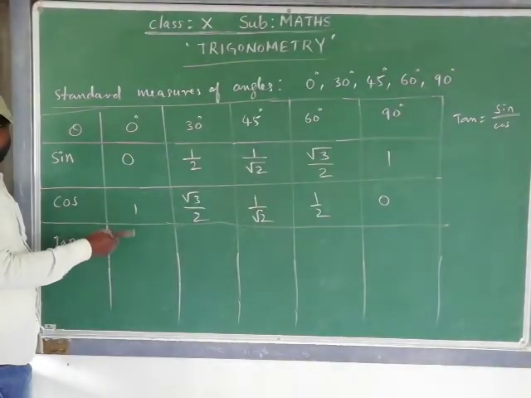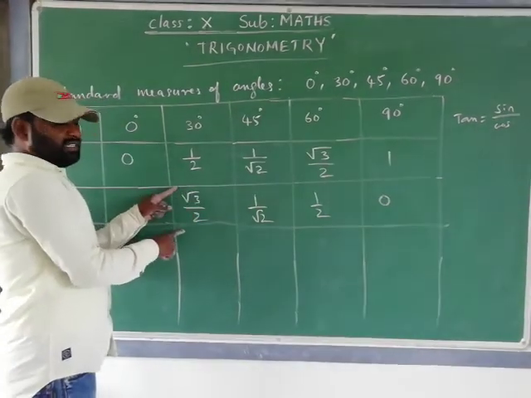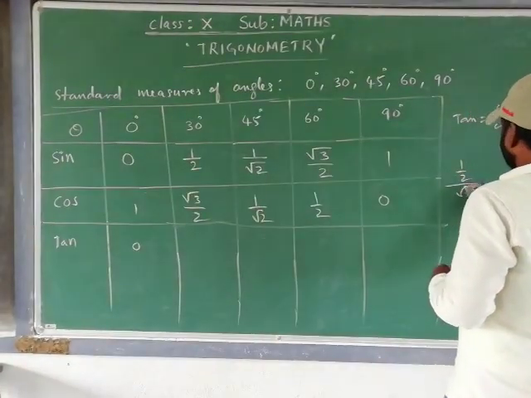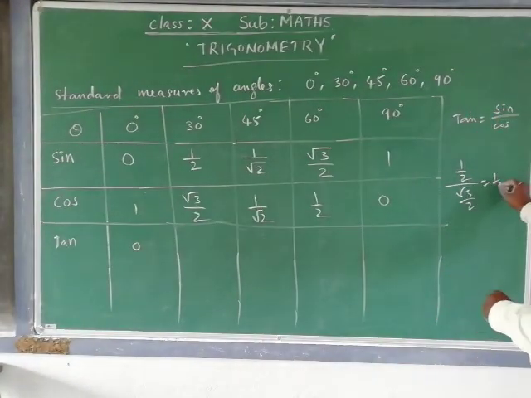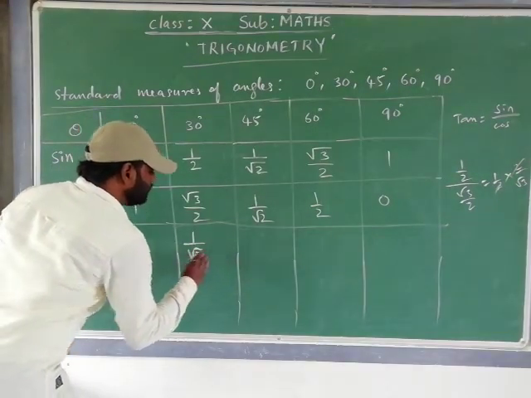0 by 1, 0 by anything is 0 only. Here, 1 by 2 by root 3 by 2. That means 1 by 2 into 2 by root 3, the reciprocal, not this one. So 2 gets cancelled, and we get 1 by root 3. Understand? This will become 1 by root 3.